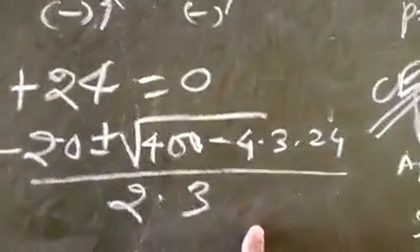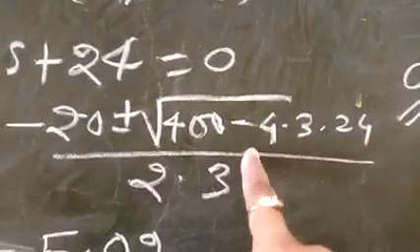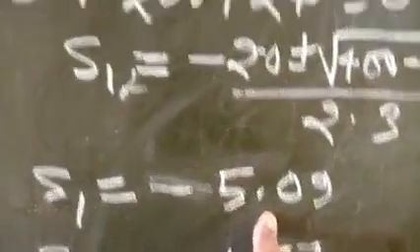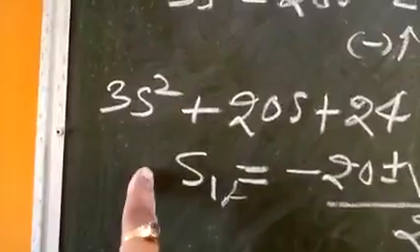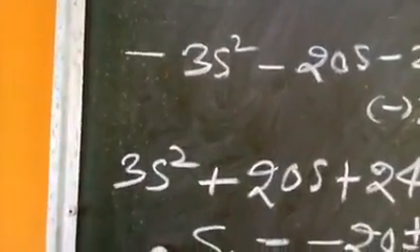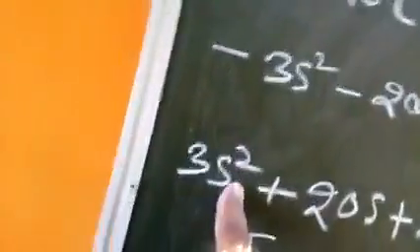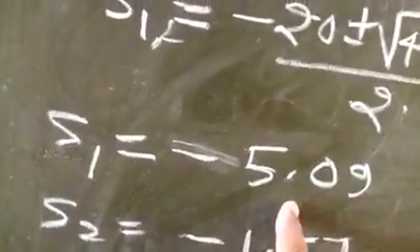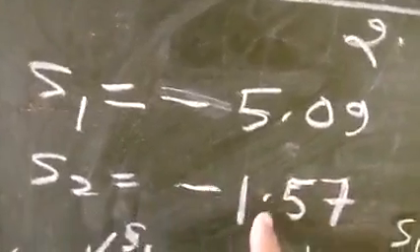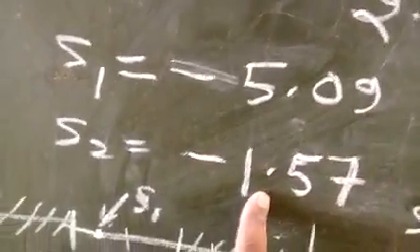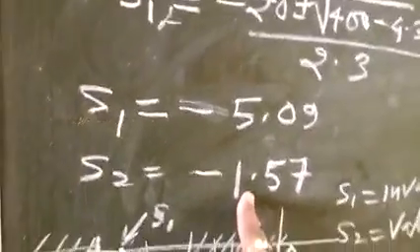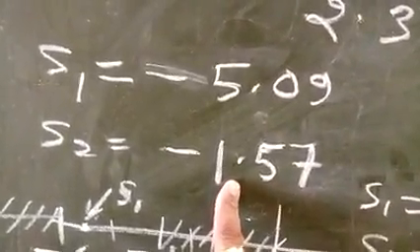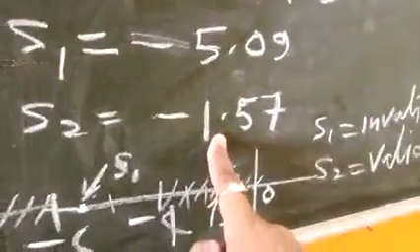This is the formula applied for the quadratic equation. Finally S1 is equal to minus... So there are 2 points because the highest degree of the polynomial is 2, S square, which means there are 2 values. S1 is equal to minus 5.09, S2 is equal to minus 1.57. So there are 2 breakaway points. Then how do we select one breakaway point out of these 2?